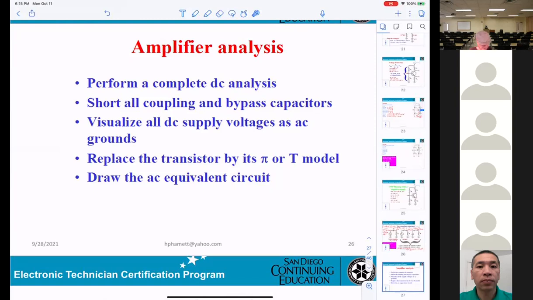Short the coupling and bypass capacitors. That means you see the capacitors, they will be shorted. Okay. Then virtual ground the DC supply voltage in the AC route. That means in the AC circuitry, you will not see any DC voltage. The DC must be grounded.